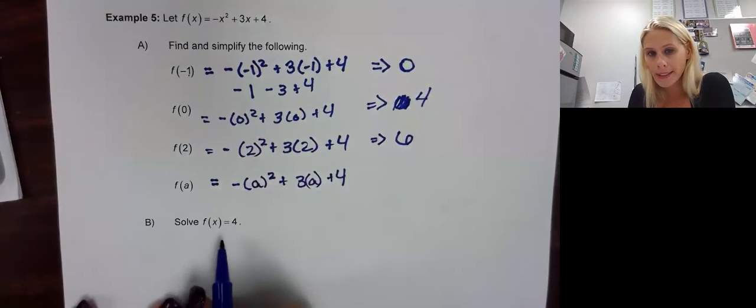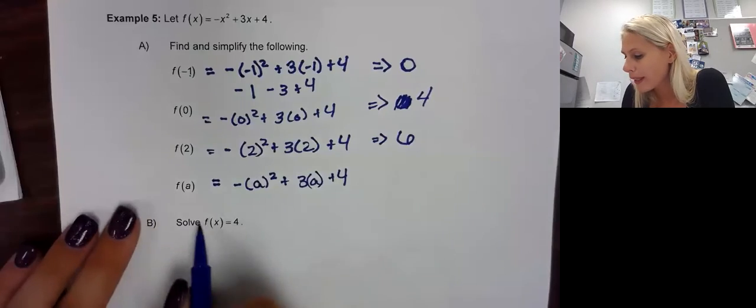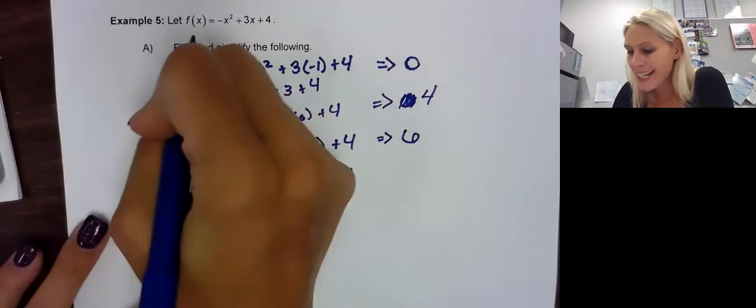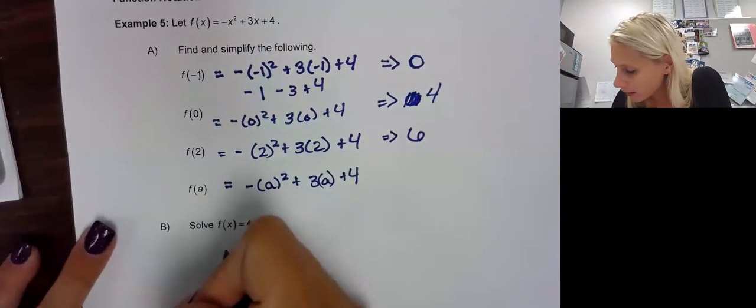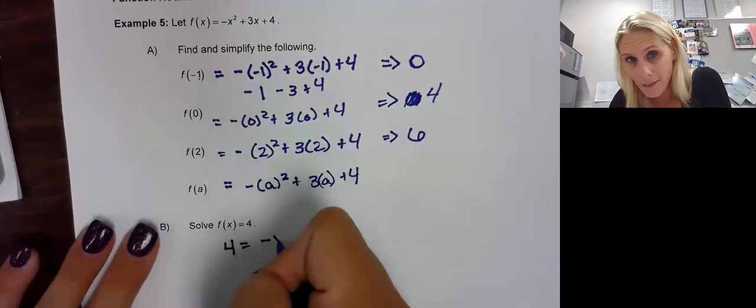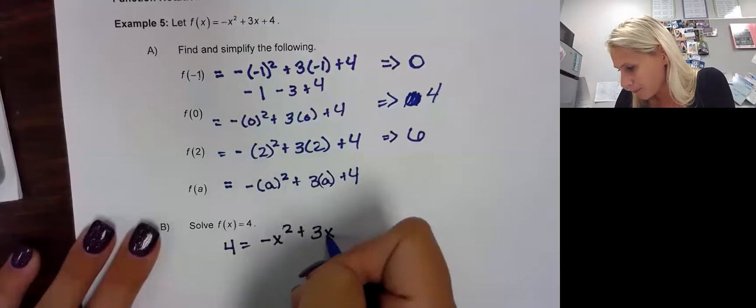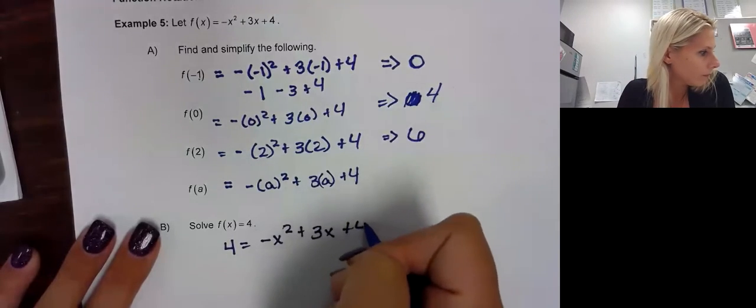Here, as you can see, we say f of x equals 4. So that whole thing equals 4. So instead of having f of x here, I'm going to have the value of 4. I'm going to get negative x squared plus 3x plus 4.